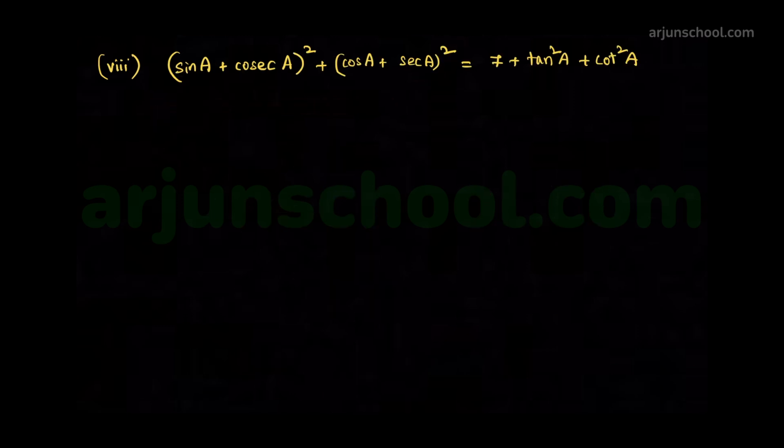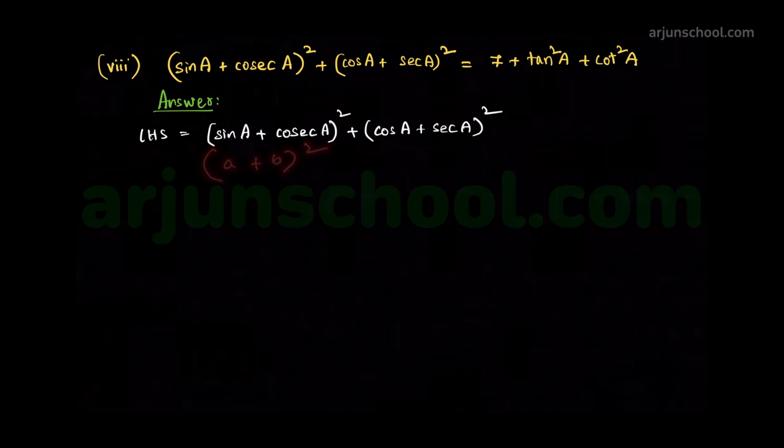Prove that sin A plus cosecant A whole square plus cos A plus secant A whole square is equal to 7 plus tan² A plus cot² A. Let us take the LHS. LHS is equal to sin A plus cosecant A whole square plus cos A plus secant A whole square. Each term is of the form A plus B whole square. Let us expand these two terms.